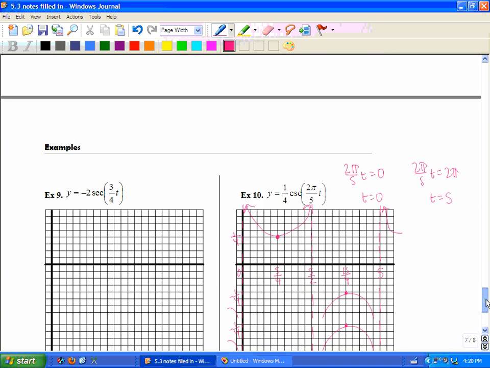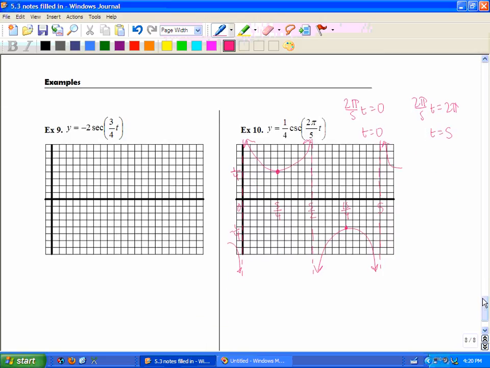So if we do an example down here, we have -2 times the secant of 3/4 t. And so on your y-axis, we need to label all the way to 2 and -2. We'll take our 3/4 t and set it equal to 0 and 2 pi, just like we did on the cosine graph. And so if we multiply this side by 4/3, we would have 8 pi over 3. So it's going to go from 0 to 8 pi over 3.